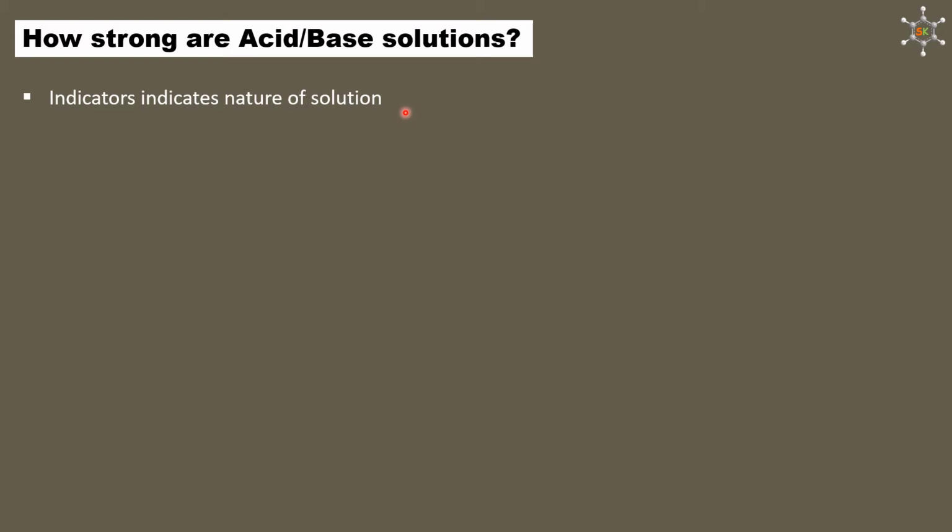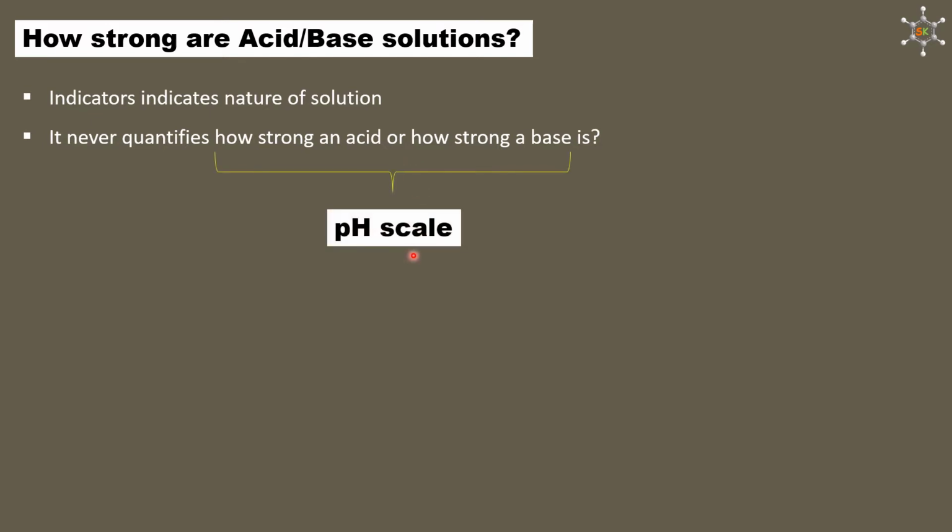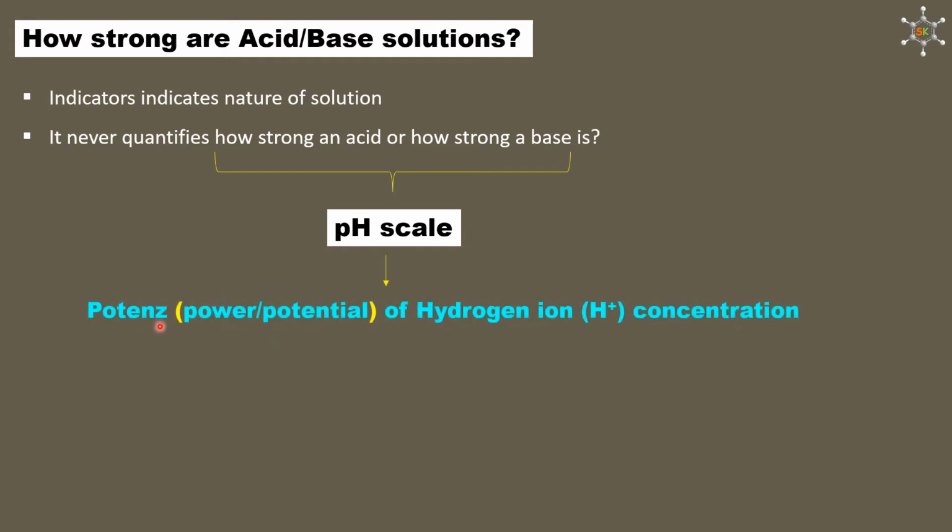Indicators gave us the idea about the nature of the solution, whether it is acidic, basic, or neutral. It never quantified how strong an acid or how strong a base is. This is done by using the pH scale. If we expand the pH scale, then P stands for potens. This is a German term meaning power or potential. The pH scale indicates the power of hydrogen ion concentration in the solution.